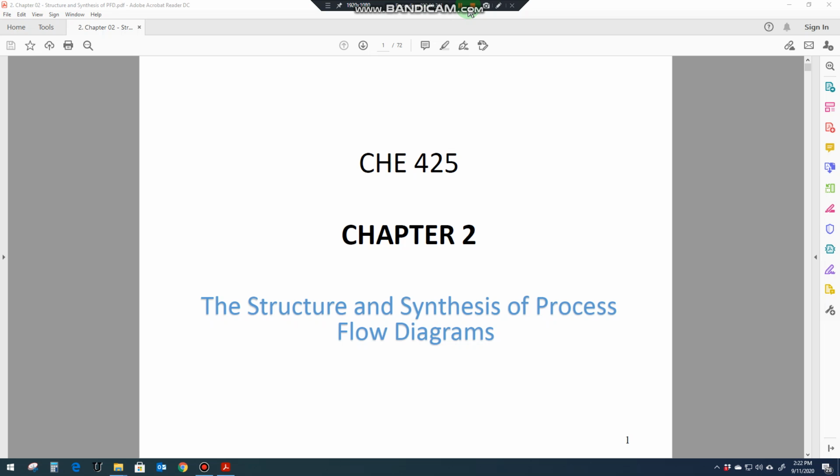Now, in this chapter number 2, we have to take one step forward and we will see how we can develop some process and what are the key factors that we need to include while we are making process flow diagrams. So let us read what we have in this chapter.